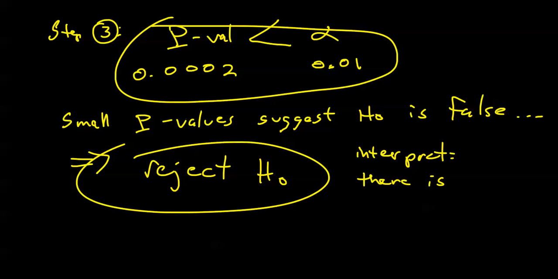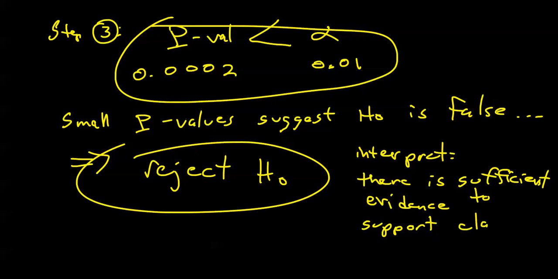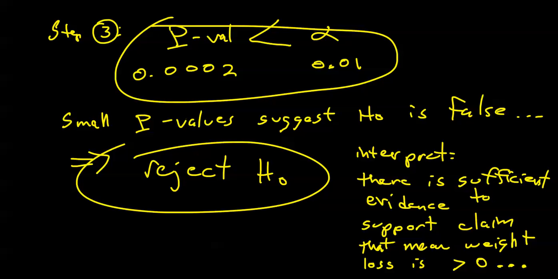Based on our sample data, there is sufficient evidence to support the claim that the mean weight loss for people in this program is greater than 0, suggesting that the weight loss program is effective. Alright, so that's our interpretive statement for that left tail test, or I'm sorry, that right tail test.